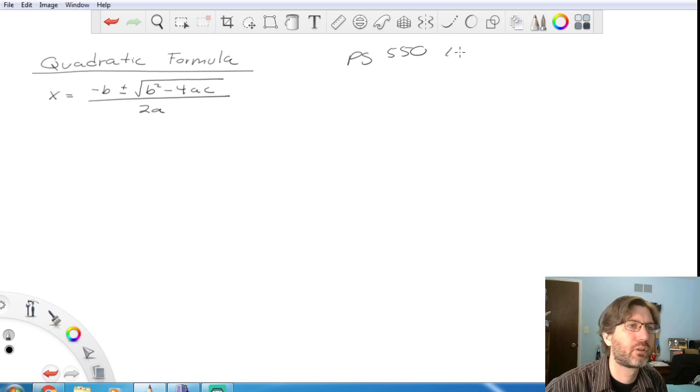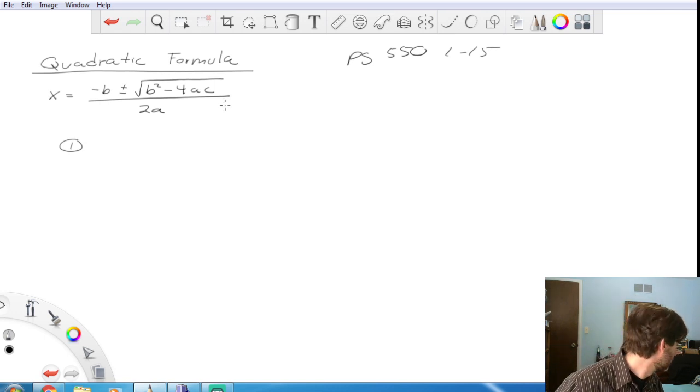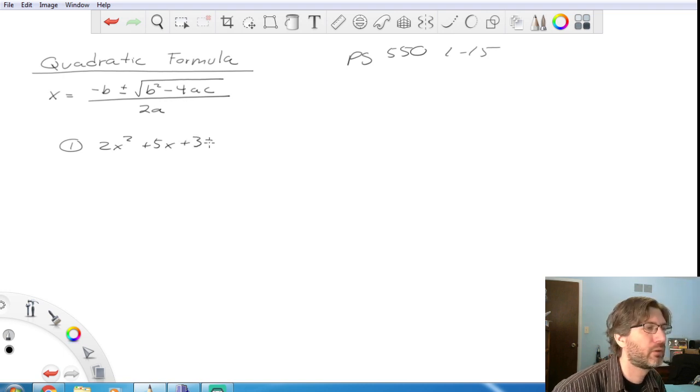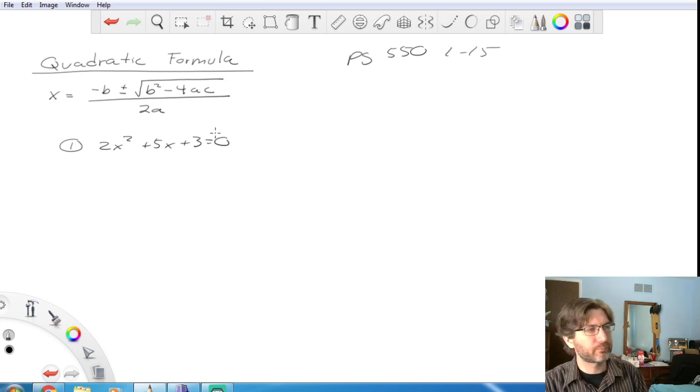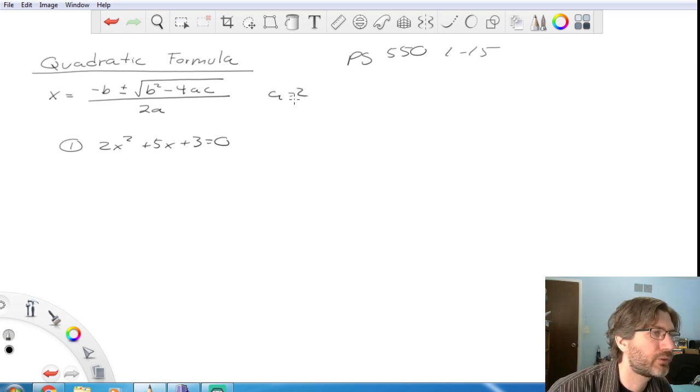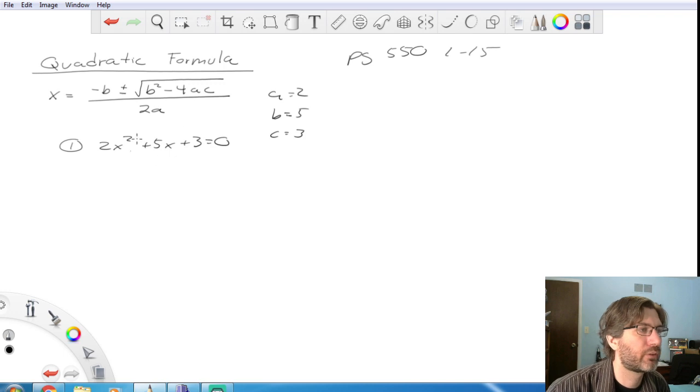One through 15. So let's look at number 1. It says 2x squared plus 5x plus 3 equals 0. Your numbers are going to be a little easier here. But we do have an a value here, which is 2. We have a b value, which is 5. And we have a c value, which is 3. Again, a comes from your first term, b is the coefficient of your second term, c is your constant.